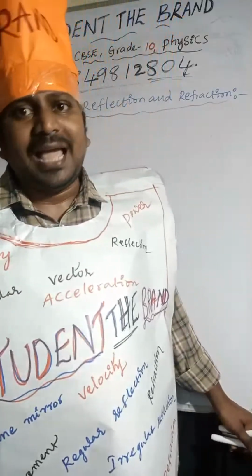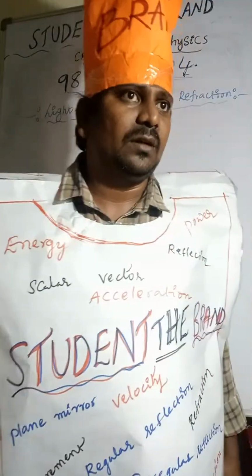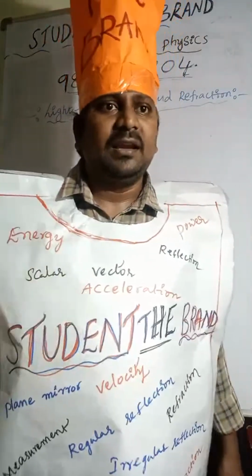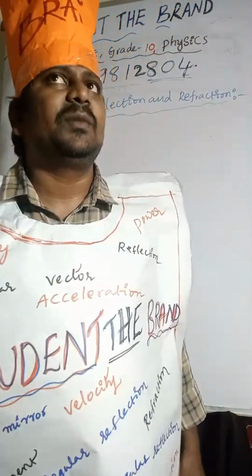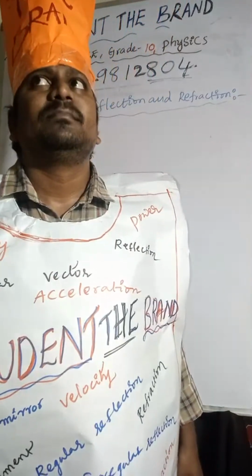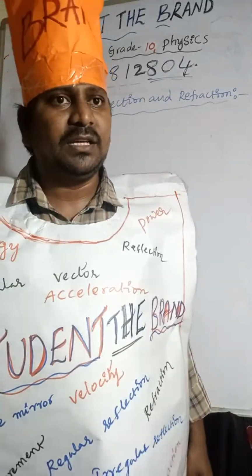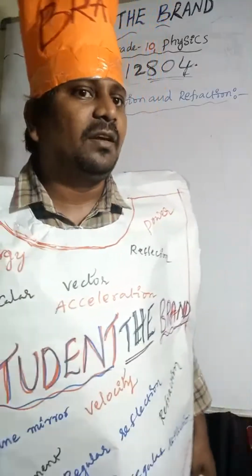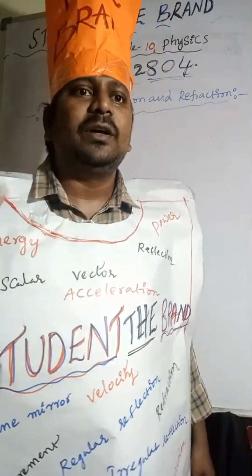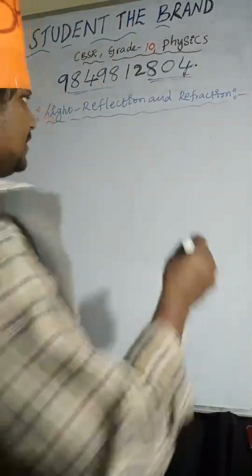And one more thing, related to angle of deviation they will ask problems also. So those are the points. Coming to regular reflection and irregular reflection, they will ask about applications, where regular reflection takes place and where irregular reflection takes place. So everything they will ask about. So we will discuss regular reflection and irregular reflection.